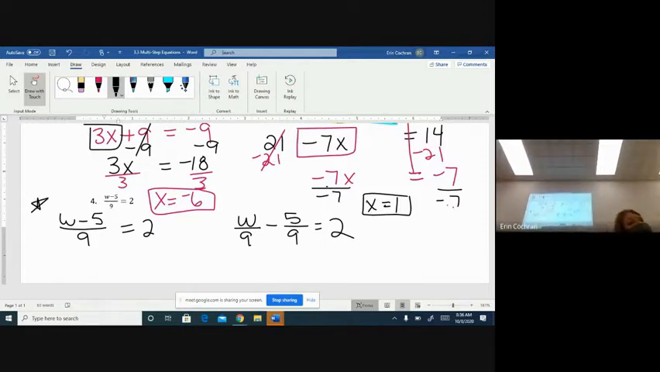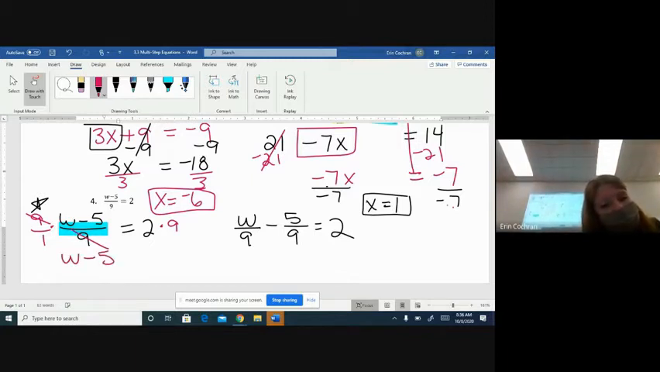Because as one whole fraction, we can get rid of this division symbol. And how do I get rid of that division symbol? Multiply by 9, right? And 9 is the same thing as 9 over what? 1, right? So could I cross out these 9s? Cross simplify? Yeah. And then I would just be left with w minus 5 equals 2 times 9 is 18, right? And then how would I solve for w? Add 5. And w would equal 23.